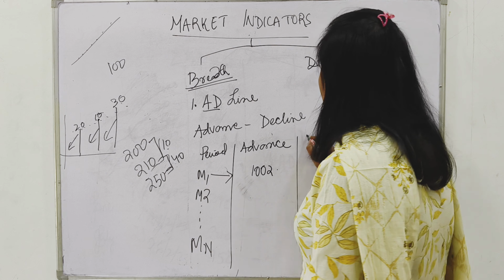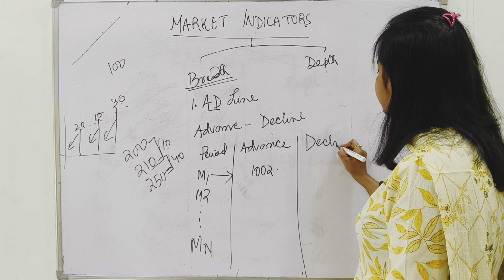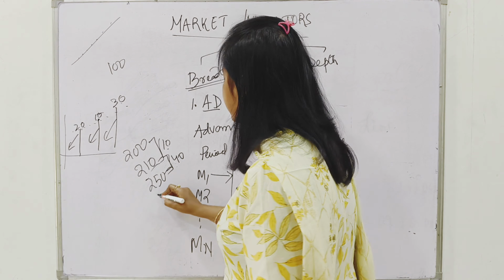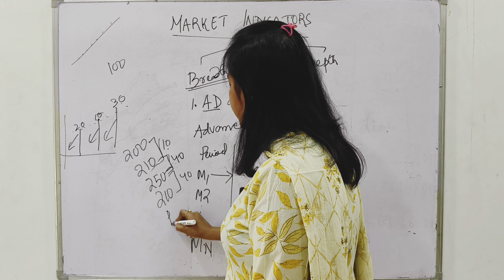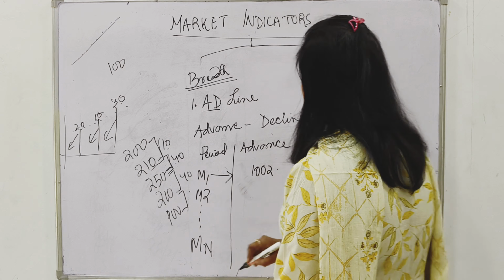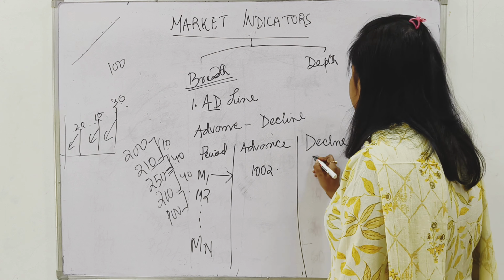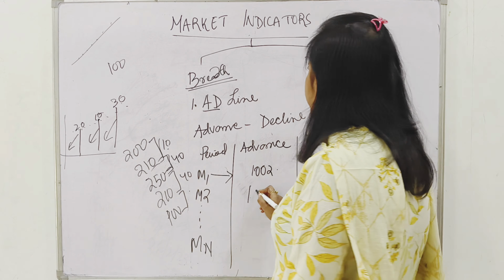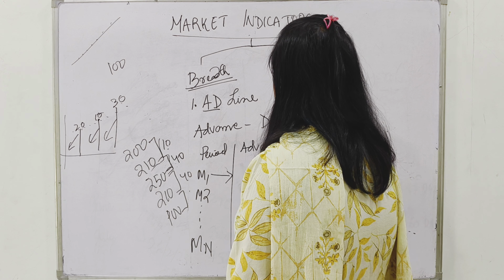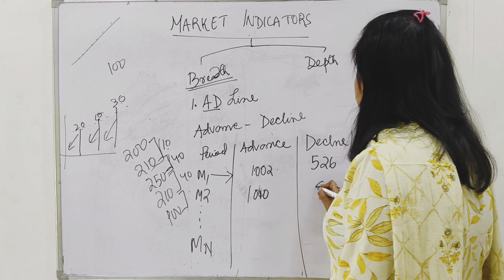And how many such stocks are there on this day that have shown a decline? Decline could be like this. Okay, how many such stocks have shown a decline? Say 526 stocks have shown a decline. This way I fill up all the details.